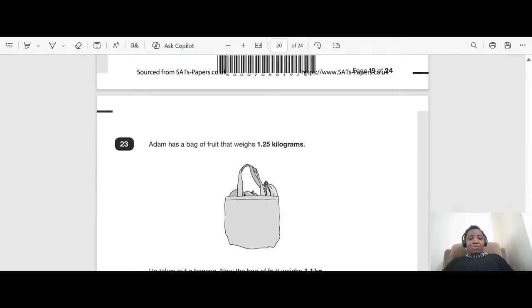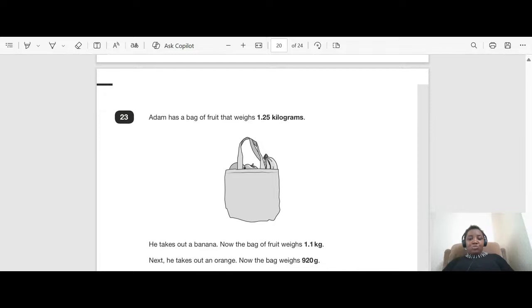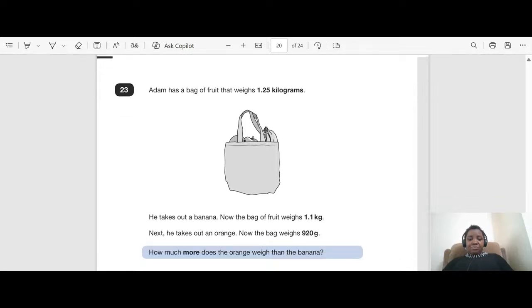Adam has a bag of fruit that weighs 1.25 kilograms. He takes out a banana. Now the bag of fruit weighs 1.1 kilograms. Next, he takes out an orange. Now the bag weighs 920 grams. How much more does the orange weigh than the banana?